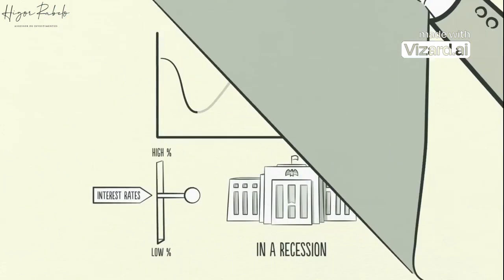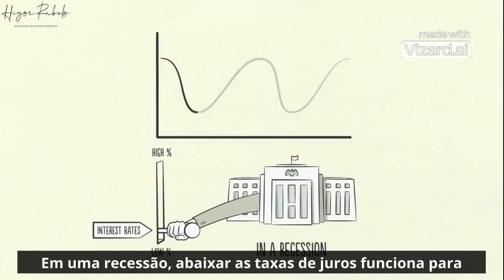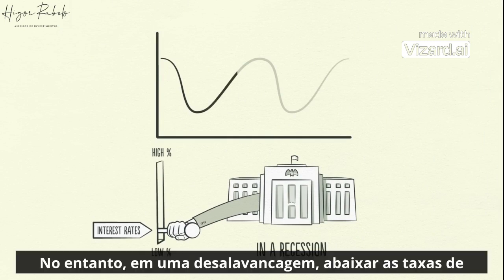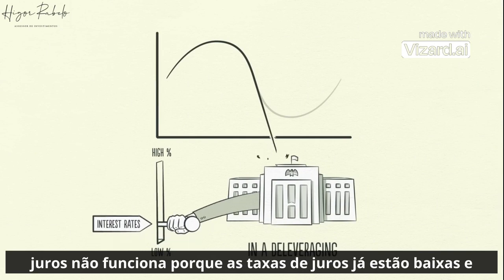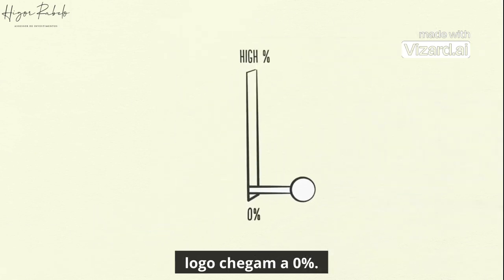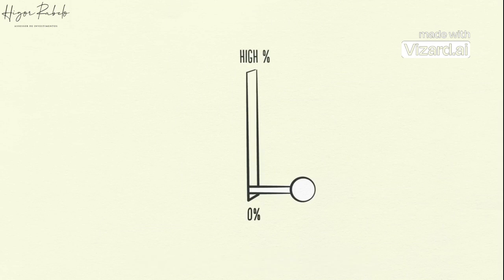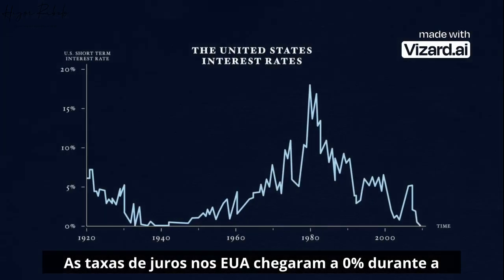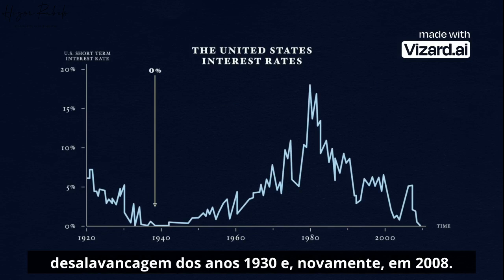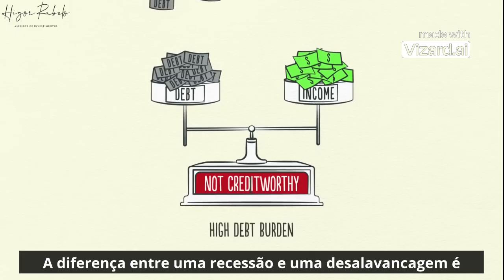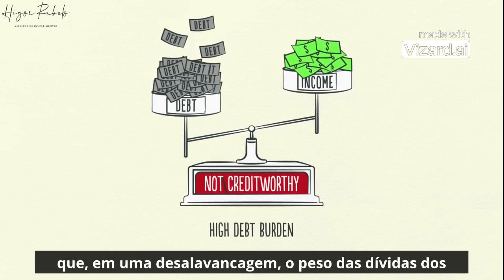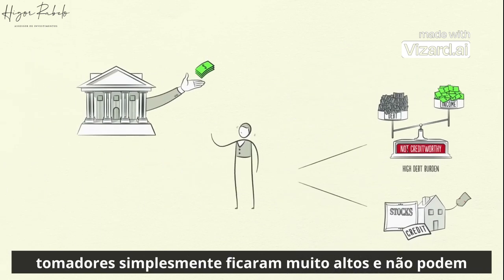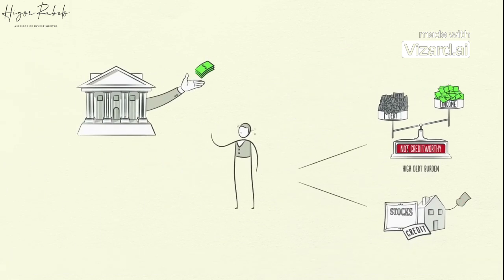This appears similar to a recession, but the difference here is that interest rates can't be lowered to save the day. In a recession, lowering interest rates works to stimulate borrowing. However, in a deleveraging, lowering interest rates doesn't work because interest rates are already low and soon hit 0%. So the stimulation ends. Interest rates in the United States hit 0% during the deleveraging of the 1930s and again in 2008. The difference between a recession and a deleveraging is that in a deleveraging, borrowers' debt burdens have simply gotten too big and can't be relieved by lowering interest rates.